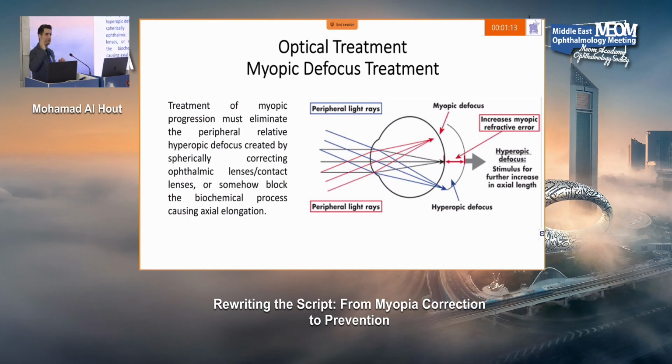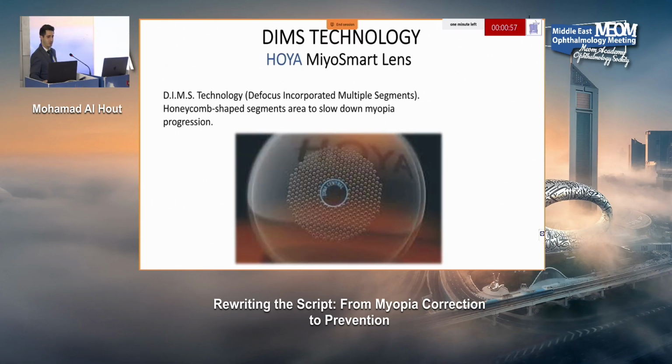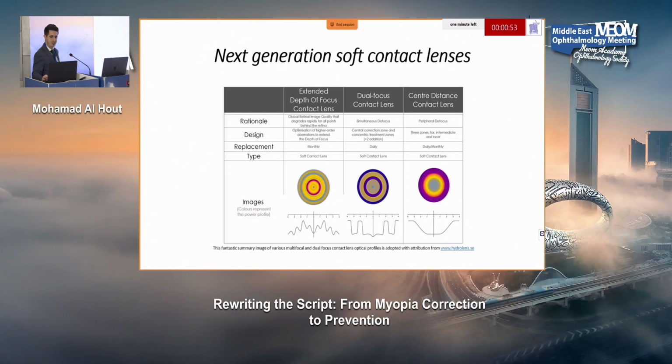This correction zone will bring rays of light into focus, and on the peripheral part we will have a myopic defocus that will trigger a signal on the retina to stop elongating. So this is how these next generation glasses will work. We have many brands that are integrating this type of technology.